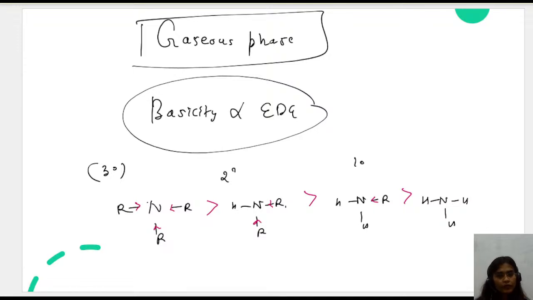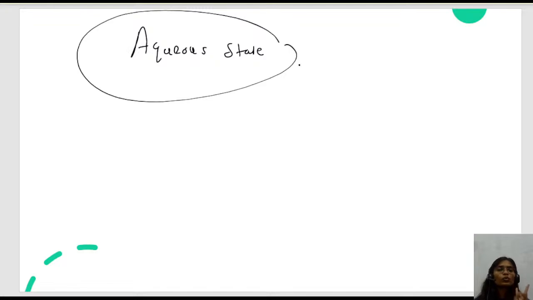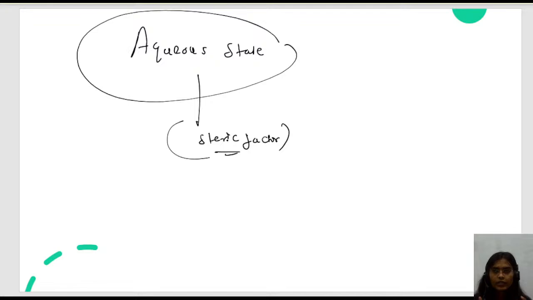But what if we have the aqueous state? Let's talk about the aqueous state. If we are discussing basicity in aqueous state, there are two more factors added. Factor number one is the steric factor. What is the meaning of steric factor? Think about it. Liquid means closed particles, so much hindrance, they start pushing one another. So the interaction automatically becomes weak. The interaction is not that good here.